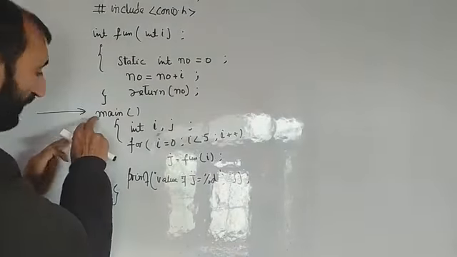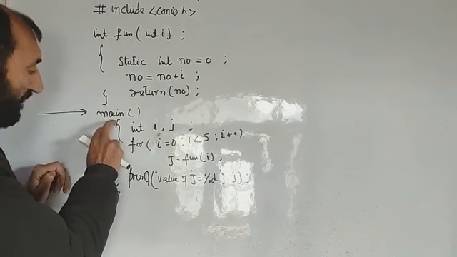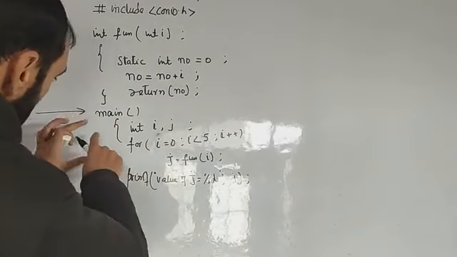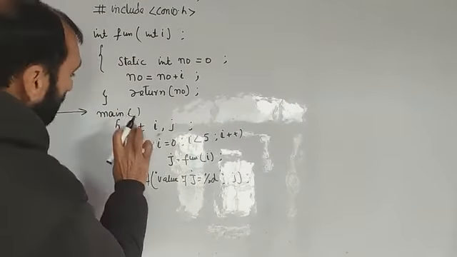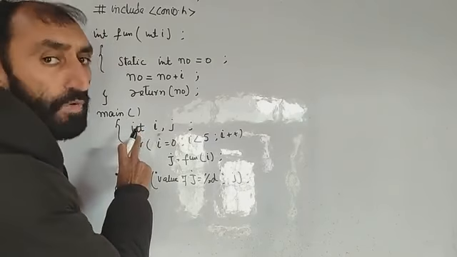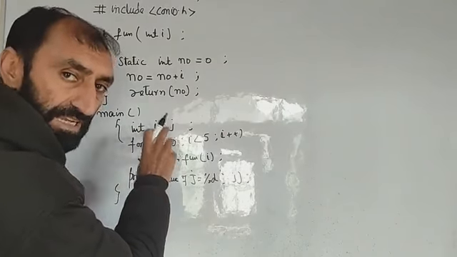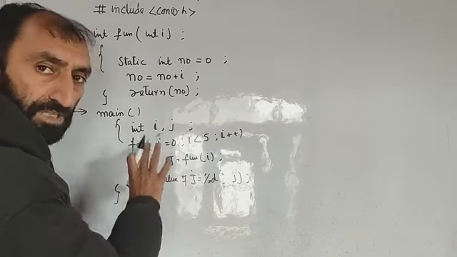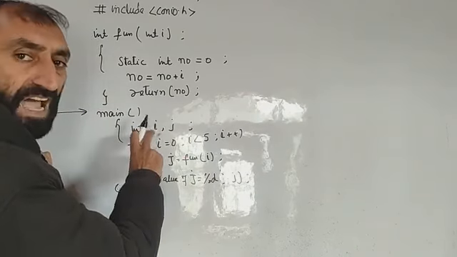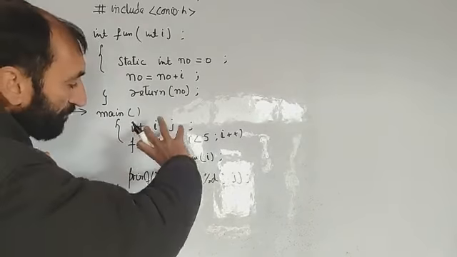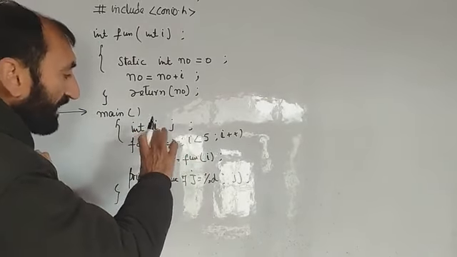So first of all, the control will reach here, the main function. In the main function, the control will enter main. There I have declared two variables of type integer, I and j. In this main function, I have declared two variables of type integer, I and j.